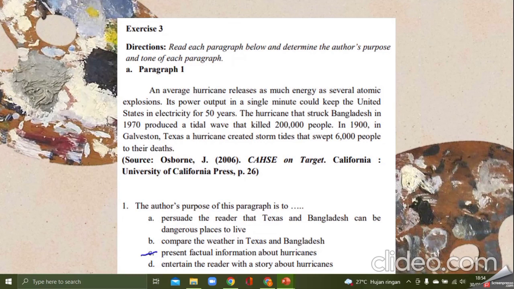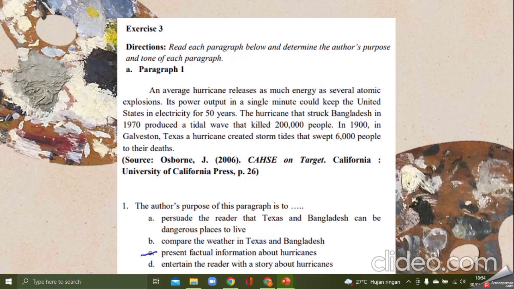Paragraph 1. An average brain releases as much energy as several atomic explosions. Its power output in a single minute will keep the United States in electricity for 15 years. The hurricane that struck Bangladesh in 1917 produced a tidal wave that killed 2,000 people. In Galveston, Texas, a hurricane created storm tides that swept 6,000 people to their deaths.